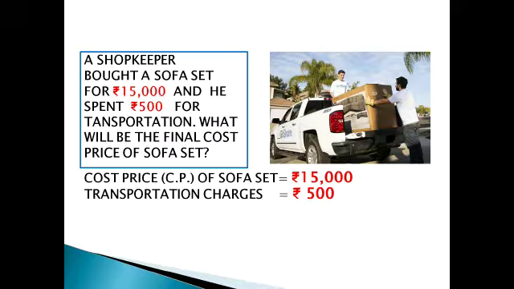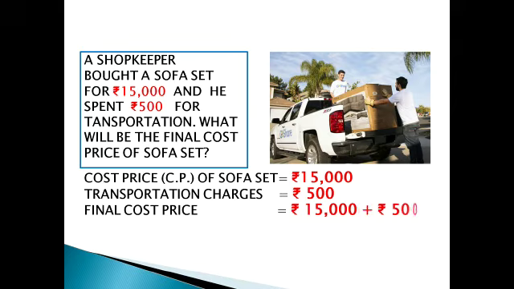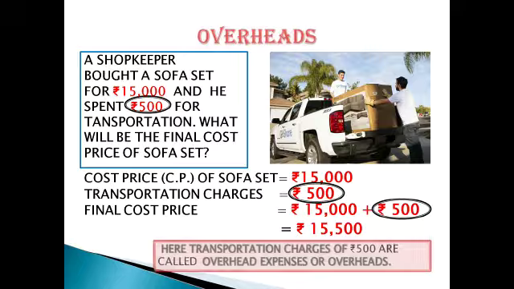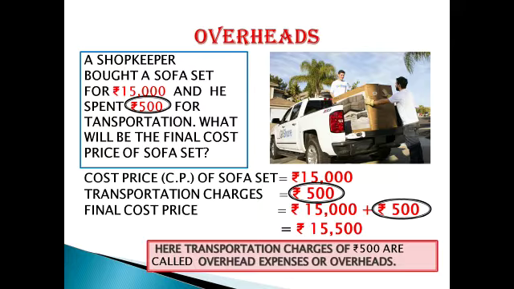So here we are asked to find out the final cost price of the sofa set. To find out the final cost price of the sofa set, we need to add the cost price to the transportation charges. So we are adding 15,000 rupees to 500 rupees. The final cost price is 15,500 rupees. So here the 500 rupees are the transportation charges, which are also called overhead expenses or overheads.